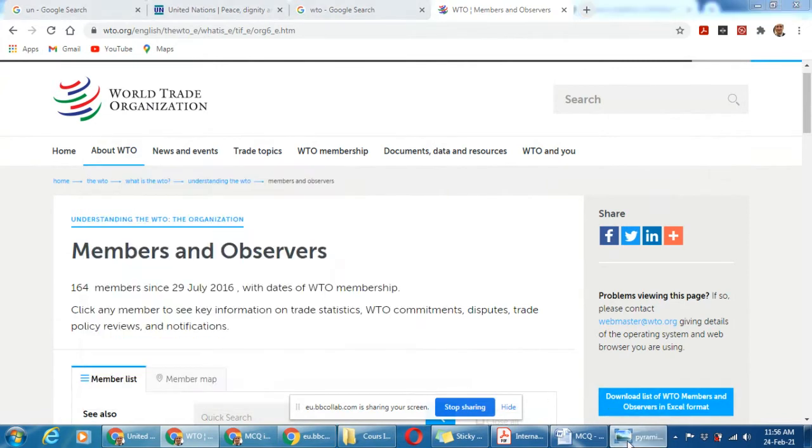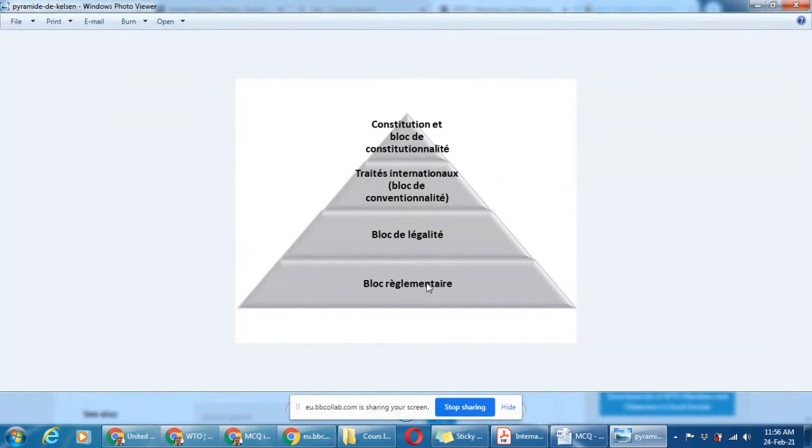International law, as you see here in the hierarchy of norms, is at the second level, after the constitution. So anything below the international treaties should abide by the rules of the international treaties. In the hierarchy of norms, we have contracts, which are the law of the parties. We have any decision taken by the government here, and any law promulgated by the parliament in the third place.